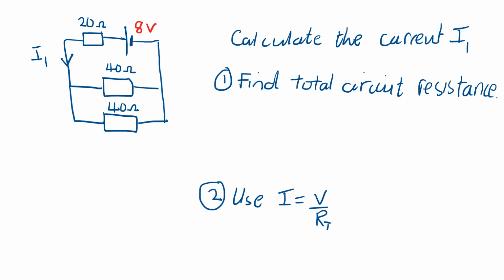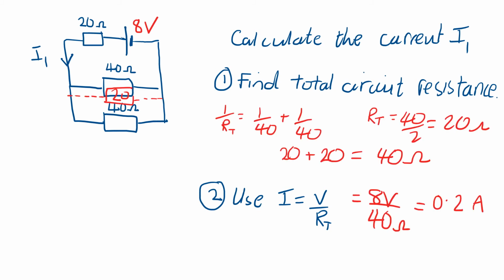So looking at just the first step there, find the total circuit resistance. We've got two resistors in parallel, and they are connected to a third resistor in series. So you're going to have to find the resistance of this parallel combination and then add it to the resistor that's in series there. Have a go at doing that.